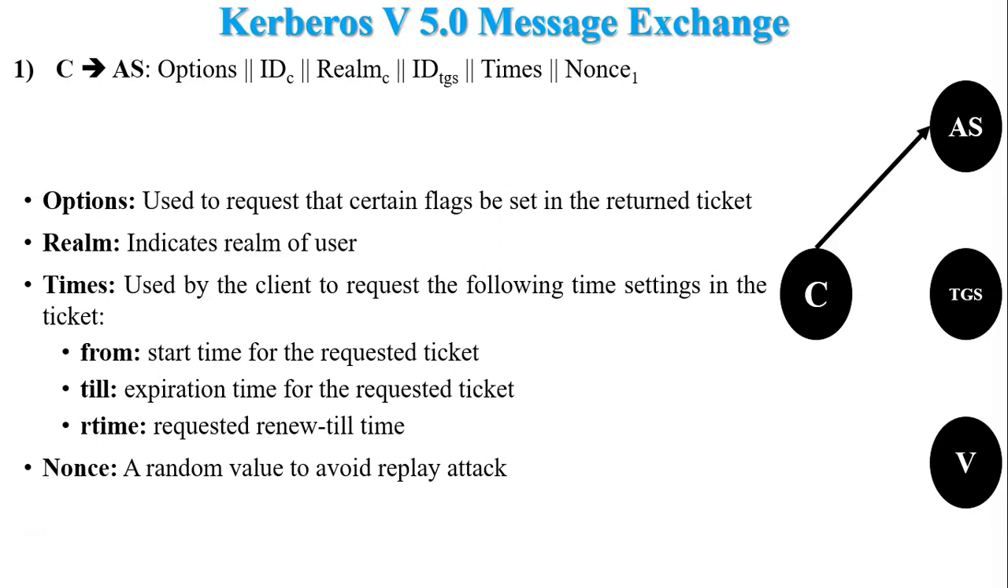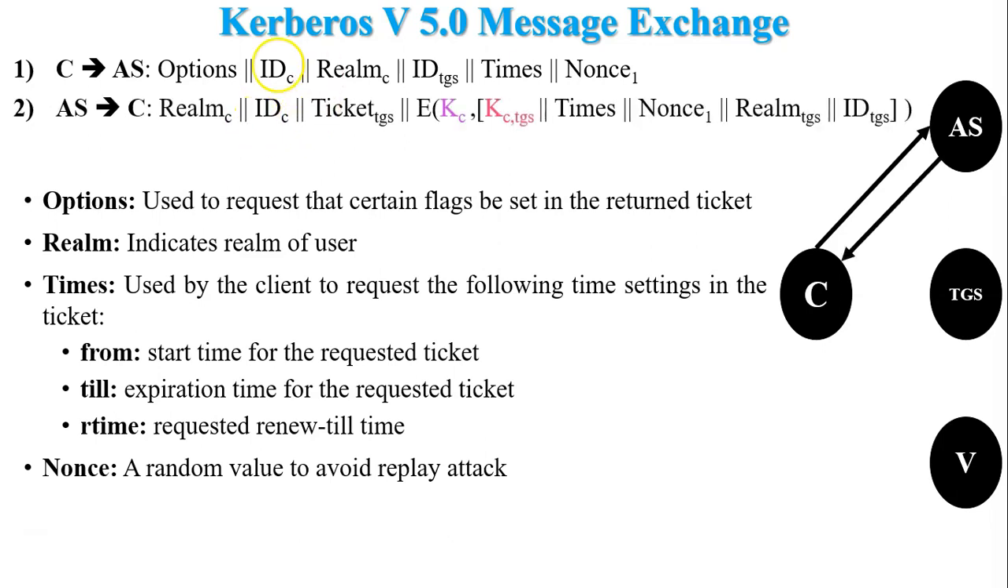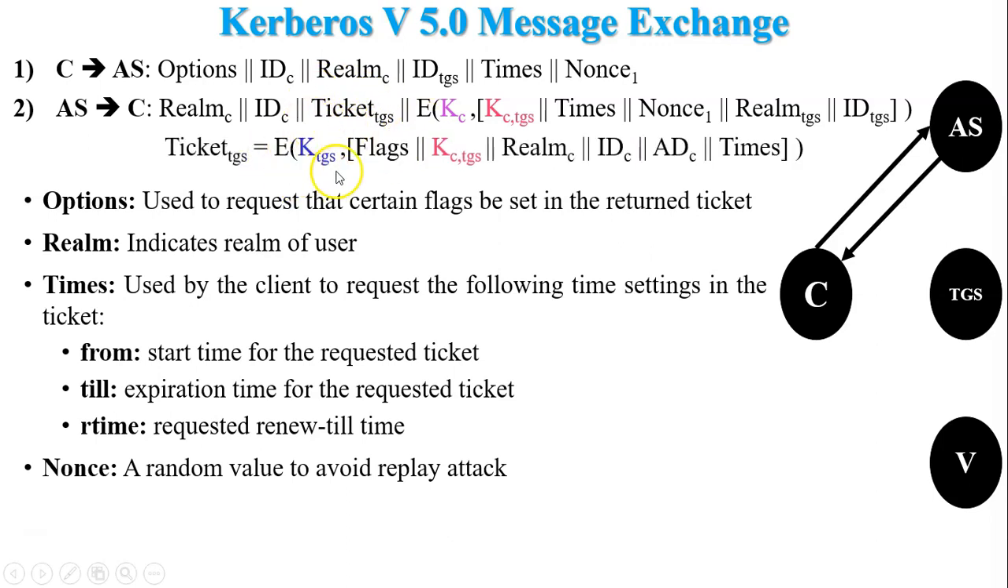After client request, the second step is authentication server sends a reply to the client. In reply message, there are 4 values. The first one is REALM-C, the second one is IDC, and the third one is ticket TGS and one encrypted message sent by the authentication server to the client. In these 4 values, REALM-C and IDC were sent by the client to the authentication server. The third one is ticket TGS. Ticket TGS is in an encrypted form. Client cannot decrypt that ticket because ticket TGS is encrypted using the KTGS key. KTGS is shared between the ticket granting server and authentication server.